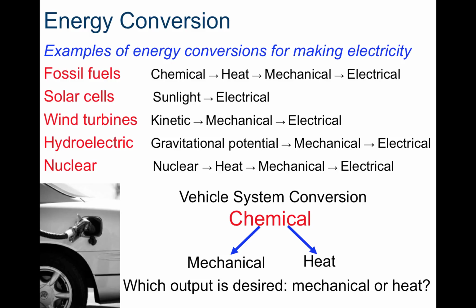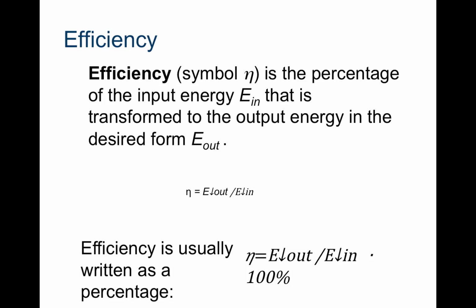It's very versatile. These are the most common ways, I guess, that we make or get electricity. We've talked about all of these before, so I'm going to continue over this. We talked about vehicle system conversion. We want mechanical energy more than heat. I mean, we do want heat coming through the vents in our car in the winter, but mostly we want mechanical energy, just because we want to go. That's the whole point of a car.